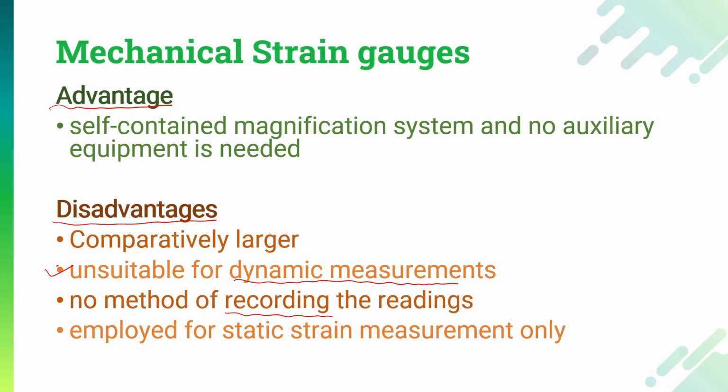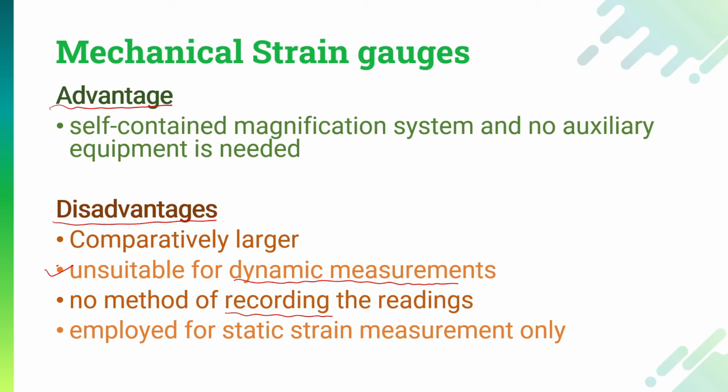Also, a human is required for viewing those readings. And lastly, these gauges are employed for strain measurement only, and only in cases where the point of measurement is accessible for visual observation will we be able to employ such devices. So these are the major disadvantages of the mechanical strain gauges.